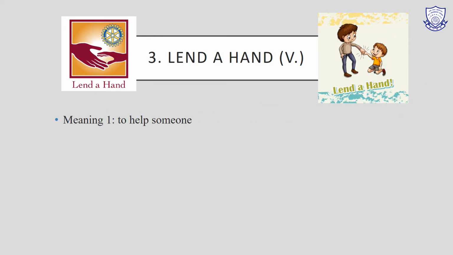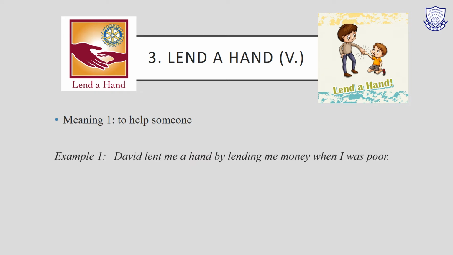Next, number 3, lend a hand. So here, lend a hand, you see it is a verb, but actually there is only one verb, and that is L-E-N-D, lend. So you may say, actually, lend a hand is a verb phrase, and the meaning is to help someone. Example, David lent me a hand by lending me money when I was poor.